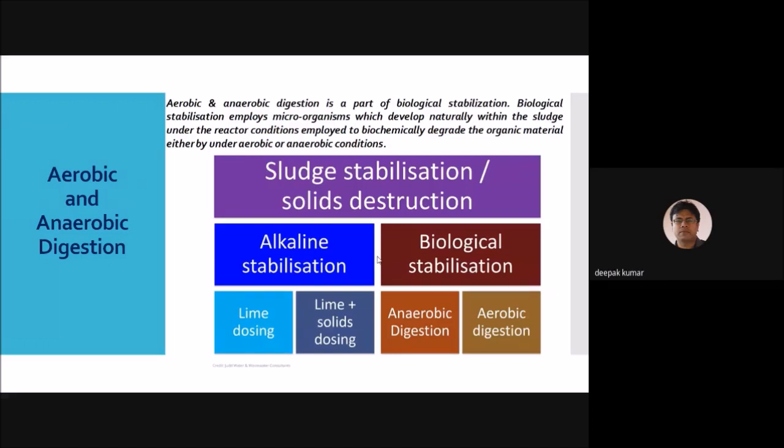Aerobic and anaerobic digestion is a part of biological stabilization. So you see, there are two processes. One is alkaline stabilization and the other is biological stabilization. Alkaline stabilization can be done by using lime or by using chlorine. And biological stabilization can be done by using anaerobic digestion or aerobic digestion. We can also use the thermal process for it.